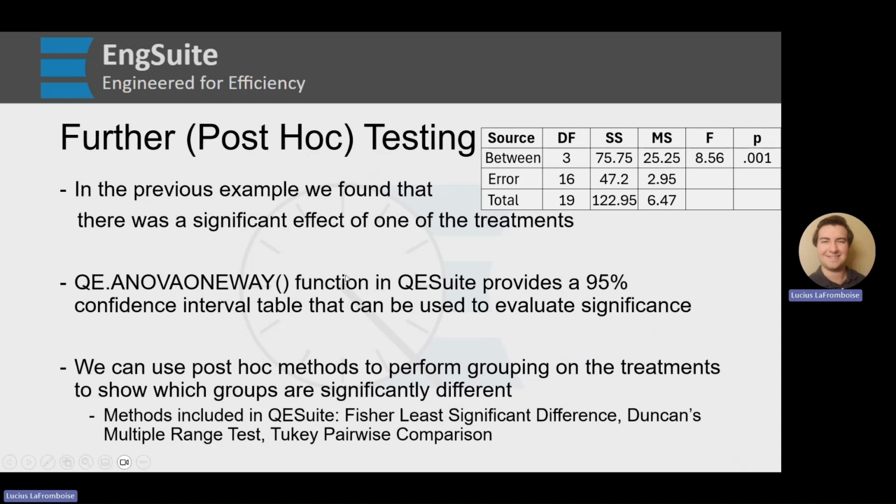Using QE Suite, the QE.ANOVA one-way actually provides you with quite a few things. It provides you with some descriptive statistics, an ANOVA table, and a confidence interval that can be used to evaluate significance. So that's not the only one. We have many post hoc methods that perform grouping on the treatments to show which groups are significantly different. So confidence interval is one way, but there's multiple. You have a Fisher least significant difference, Duncan's multiple range test, and a Tukey pairwise comparison. And those are all included in QE Suite.